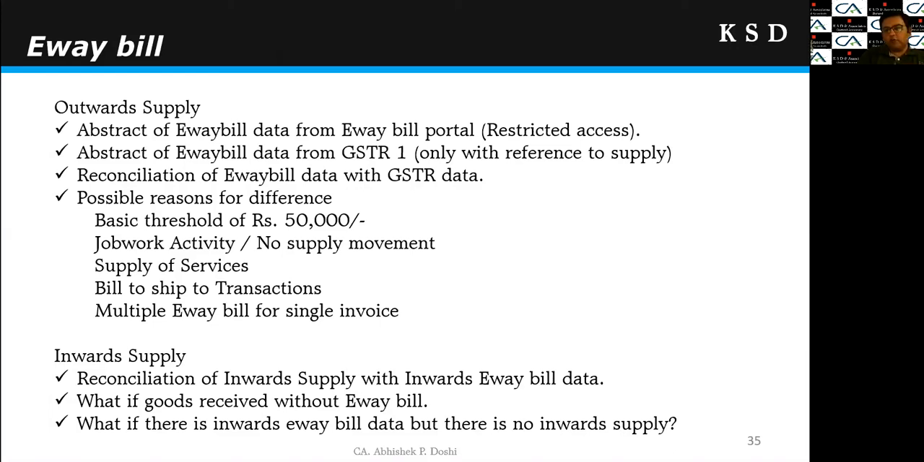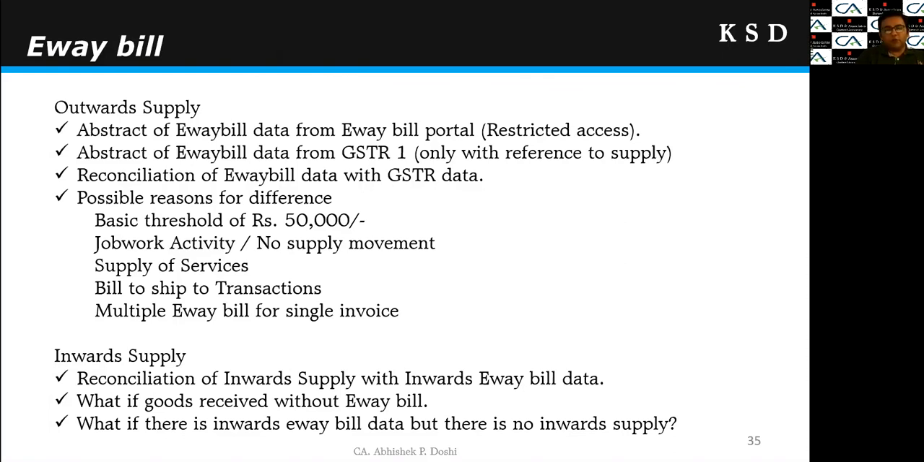So reconciliation of inward supplies with the inward EVA bill data. We can get inward EVA bill data from the EVA bill portal, but again the issue is that inward EVA bill data from the portal is available only for 5 days, right? So it will be an issue to download the EVA bill data from the portal. Now I have downloaded the EVA bill data, and I found that some of the goods were received without an EVA bill. Then what would be the consequences, right?